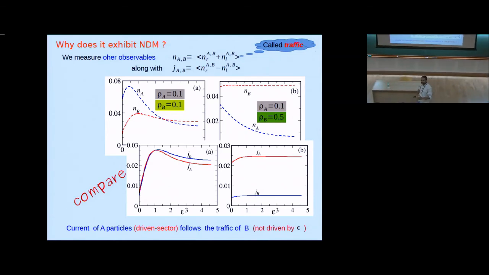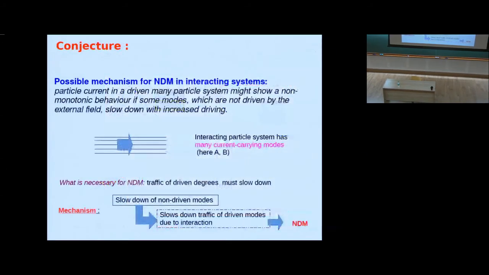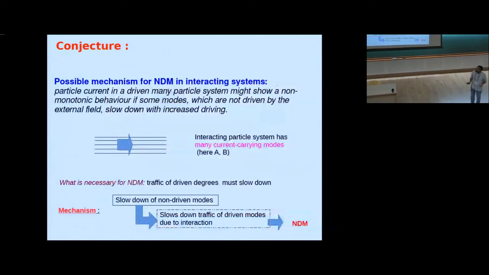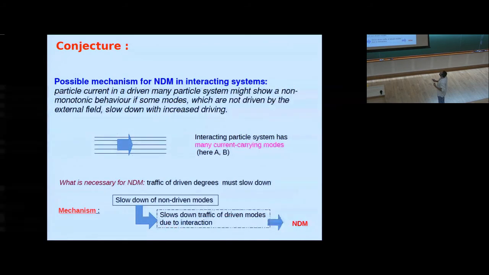So we try to prove this, and we want to say that this is actually the mechanism in interacting particle systems. Okay, so the conjecture is that particle current in a driven many-particle system might show a non-monotonic behavior if some modes, which are not driven by this external field, slow down with increasing driving. So if this is what happens, then it can actually show negative response.